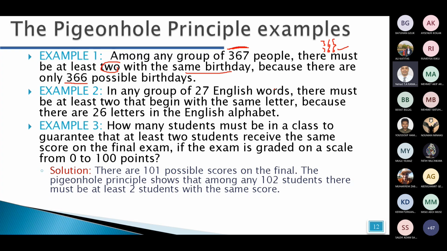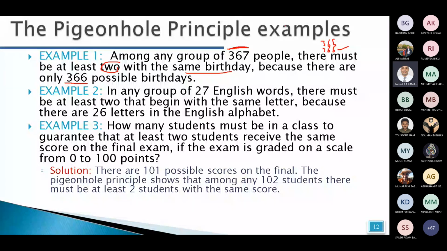If we have 367 people, for sure we have at least 2 with the same birthday, because if the first one was born on the 1st of January, the second one on the 2nd of January, until we finish with the last day of the year, then they are all different. The next one must have the same birthday as one of the other people. We could, of course, have 100 with the same birthday, but at least there are 2 with the same birthday.